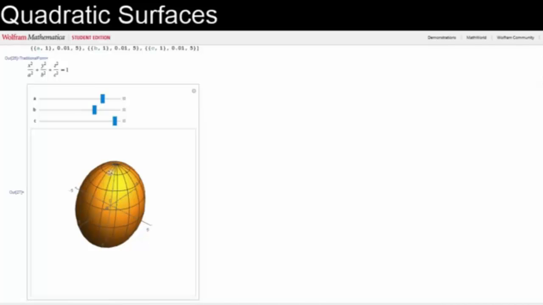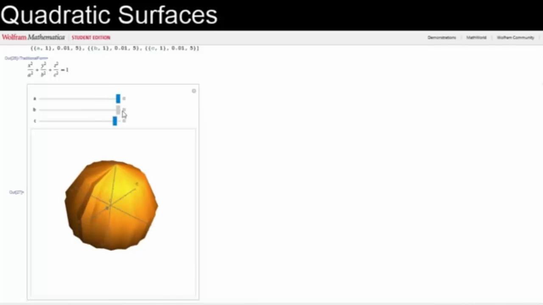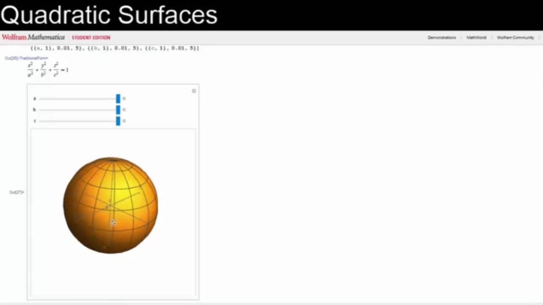And of course, anytime A, B, and C are the same, like let's make them all equal to 5 in this case, we see a sphere again. So again, anytime that A, B, and C have the same value, we get a sphere. Just like the circle is a special case of the ellipse, a sphere is a special case of an ellipsoid.